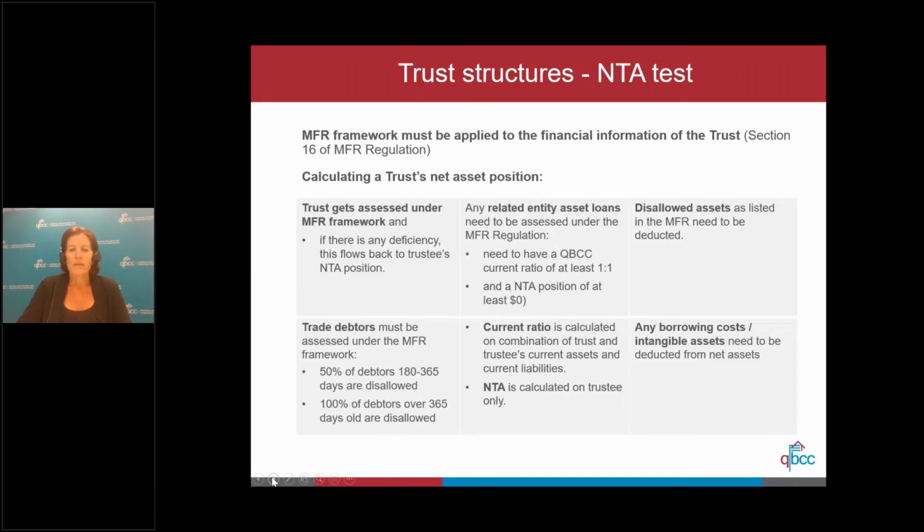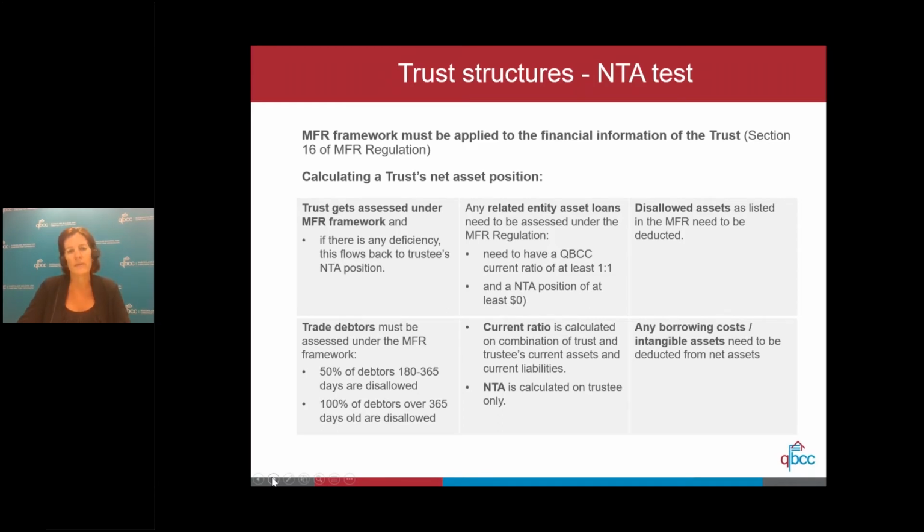So the MFR regulation states that the trust assets are worked out as if a reference to NTA were a reference to trust assets, and a reference to a licensee were a reference to the trustee of the trust. The regulation also specifically disallows a number of items, such as intangibles or contingent assets or debtors between 180 and 365 days or debtors over 365 days.